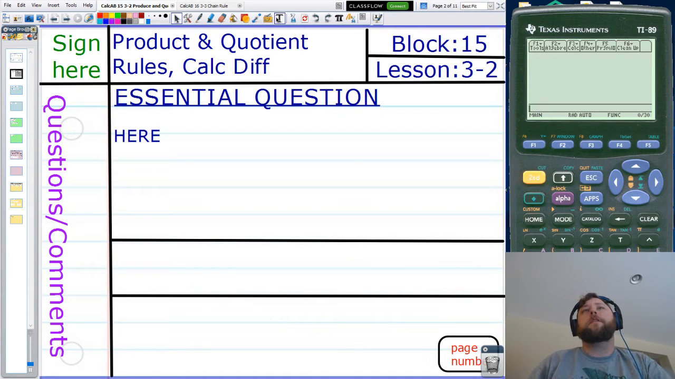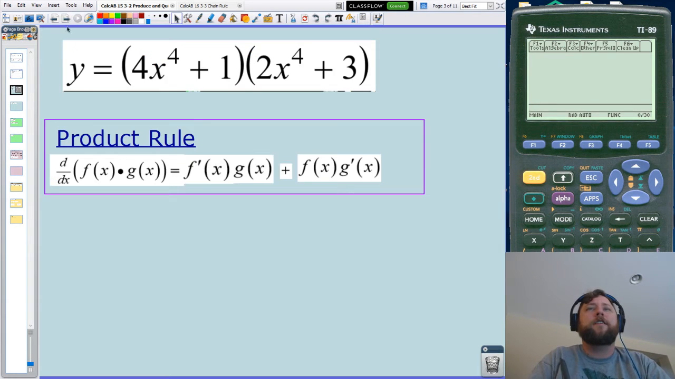Welcome, Calculus AB. This is lesson 3.2, product and quotient rules and calculator differentiation. Let's begin. So let's say you wanted to find the derivative of this function, 4x to the fourth plus 1 times 2x to the fourth plus 3.